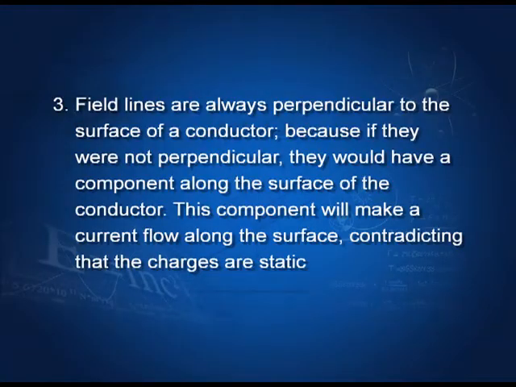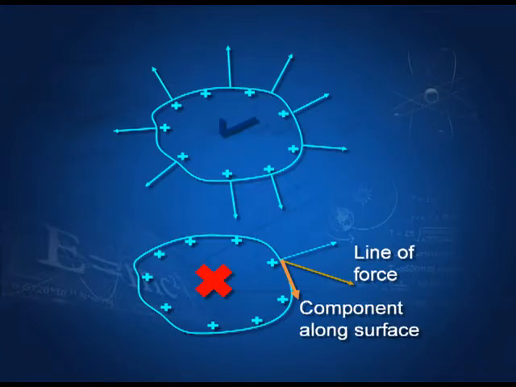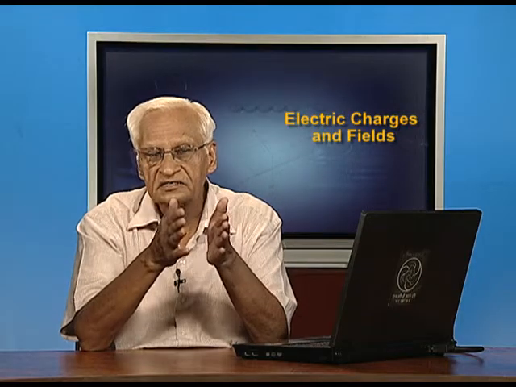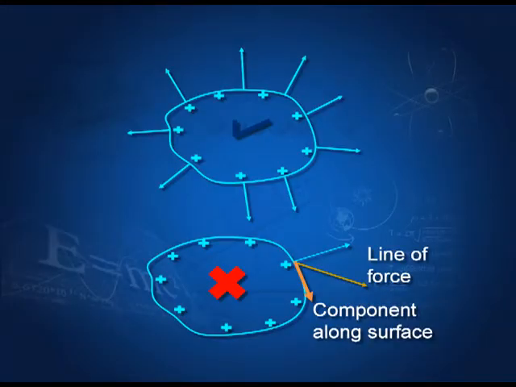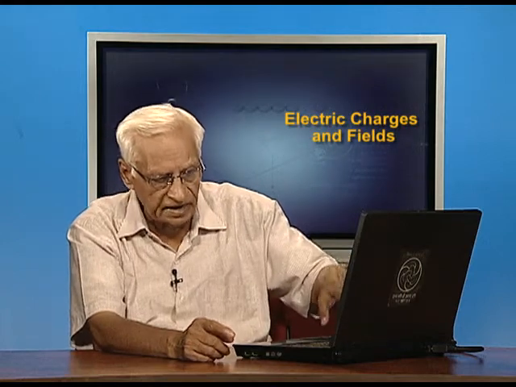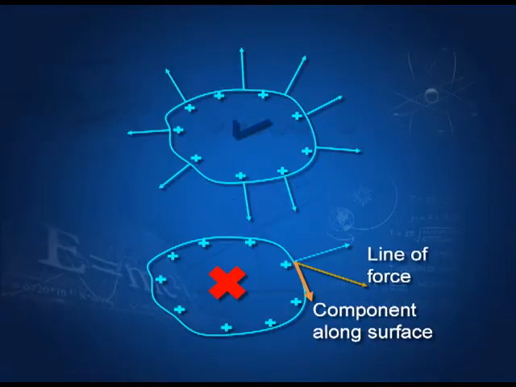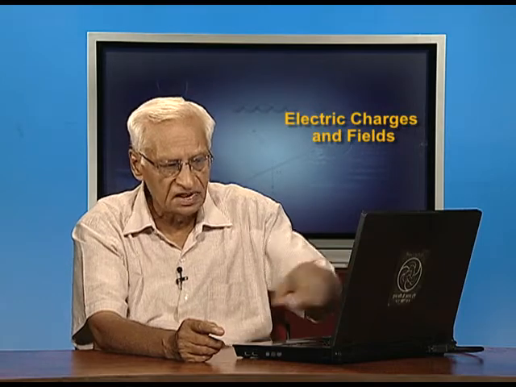Field lines are always perpendicular to the surface of a conductor, because if they were not, they would have a component along the surface of the conductor. You see, we have defined lines of force such that the tangent to them at any point is the direction of the field. So, if a line is at an angle to this, say in this angle, this is the line of force, then what happens? It will have a component along the direction of this conductor, and that means this field will then move the charges, because this will exert force on charges and they would move.